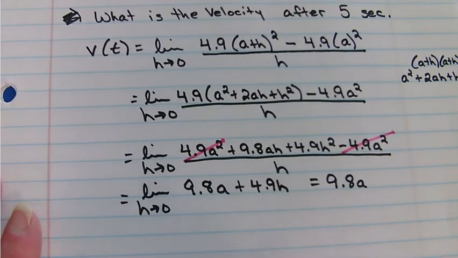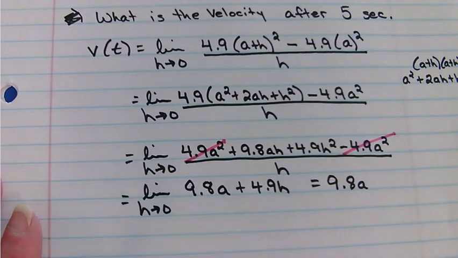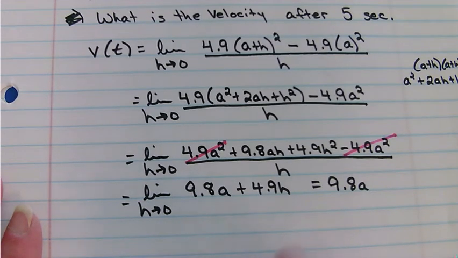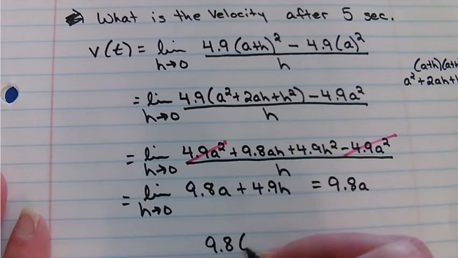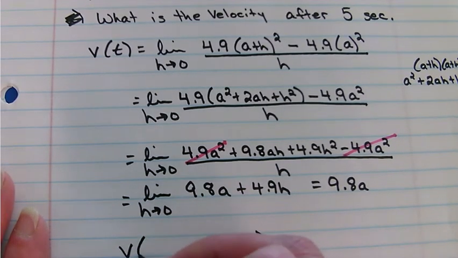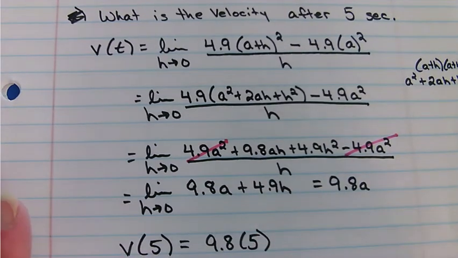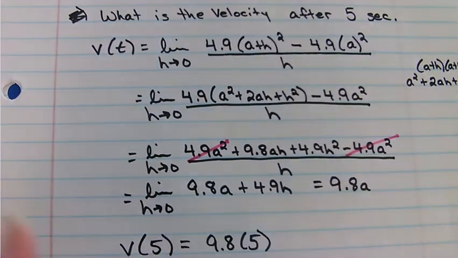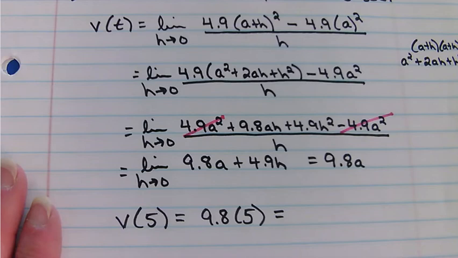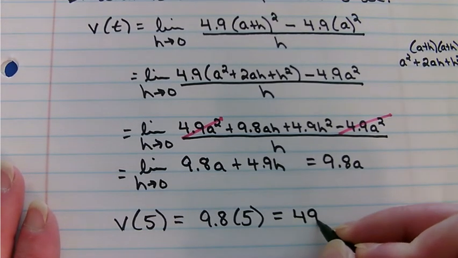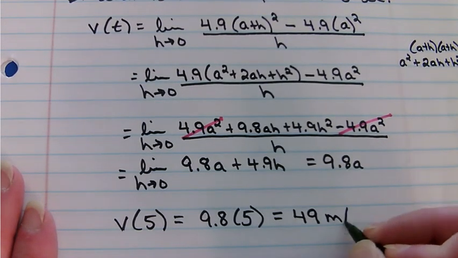In other words, I can find the velocity anywhere on the path of this object by taking 9.8 times 5. This is the velocity at time 5. Now, could I have plugged in 5 for my a's? Yes. And it would have also given me the same answer. I believe that is 49, and it would be meters per second.